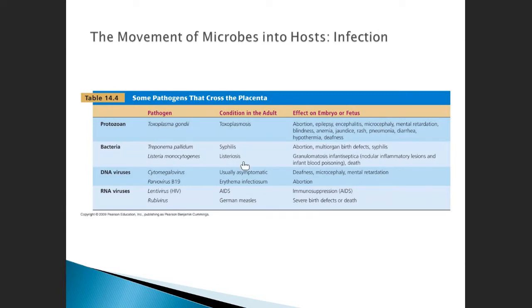So here you can see bacteria, syphilis, and listeria, right? Here's DNA viruses like cytomegalovirus, which can cause deafness and microencephaly. Again, microencephaly. Erythema infectiosum by parvovirus, right? And then RNA viruses like HIV and rubella virus, which is German measles, right?